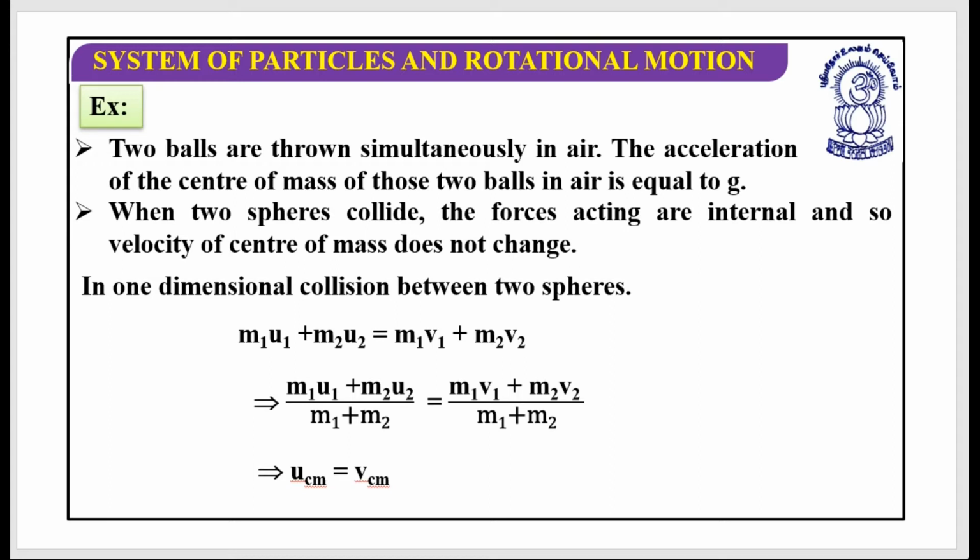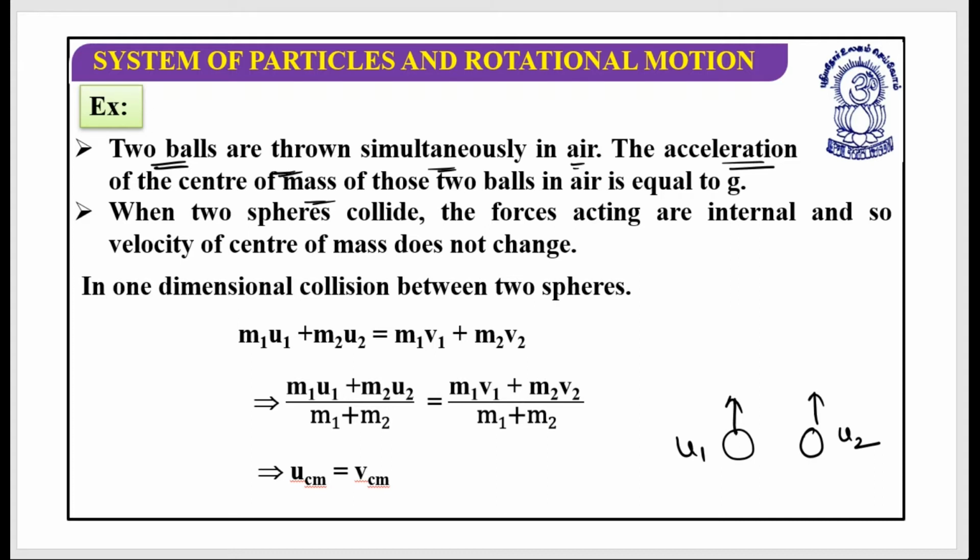So let's look at certain examples based on this. If two balls are thrown simultaneously in air, the acceleration of the center of mass of those two balls in air is equal to g. It is something like this: this is the first ball thrown in this direction, this is another ball thrown in this direction, then the ACM will be equal to g only.